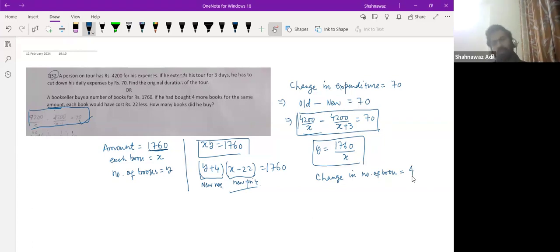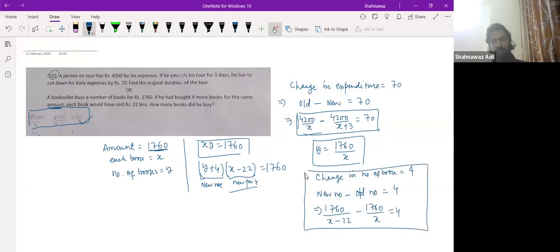4, right? So now we are reducing the price. So if we are reducing the price, which one is a greater number? The new one, right? So the new number is greater and the old one is smaller. And that is 4. So this is 1760 by x minus how much? 22. And then 1760 by x, so this is the other.